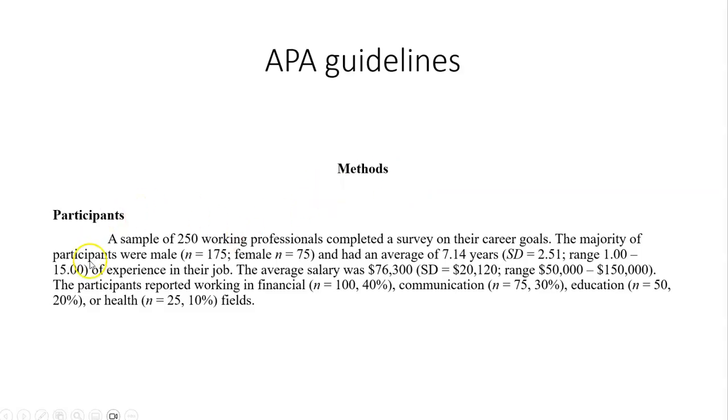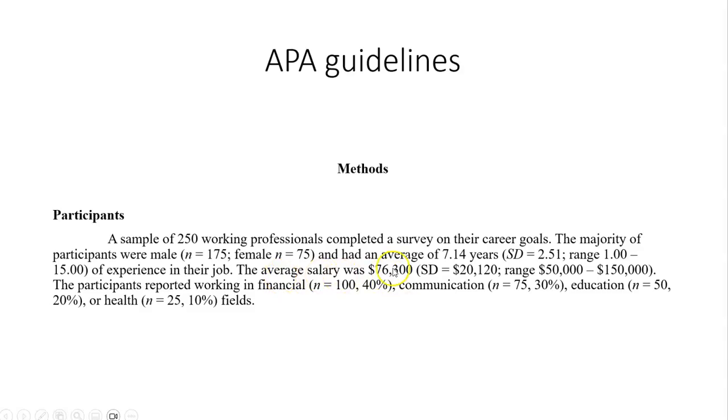APA guidelines, that is one example. So when you talk about your participants in the method part, you will say a sample of 250 working professionals. So you will say the whole number of participants. And then they did the survey, and the majority of participants were male. Why? Because it's 175. That is much more than the female. And then the average of their age was 7.14, and then the standard deviation and the range was from 1 to 15, and that is about their experience in their job. So it's not about their age, it's about how many years they work.